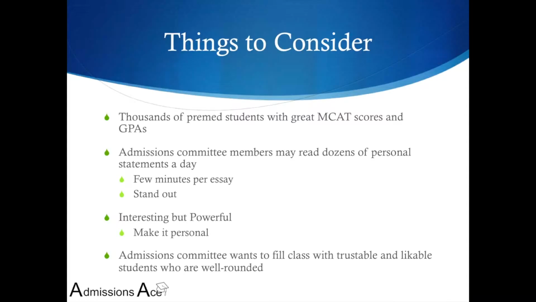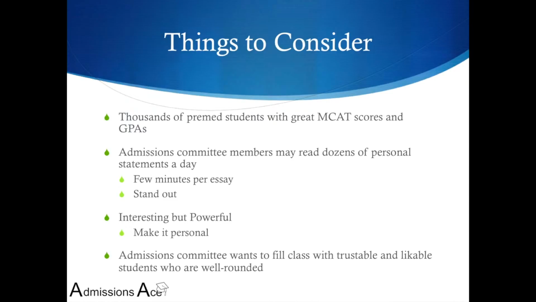Additionally, as each medical school has a few thousand applicants for about 100 spots or so, this means that admission committee members must read dozens of personal statements a day. Not only this, but each applicant has a personal statement, their AMCAS application with all of their activities and activity descriptions, along with their letters of recommendation and transcripts. So this means that committee members can really only spend a couple of minutes on your essay, so you really need to make sure that your essay stands out.